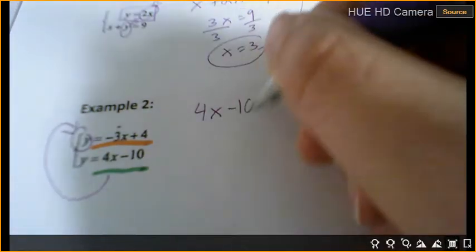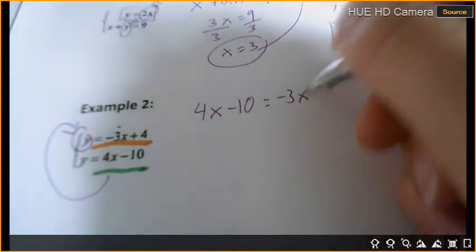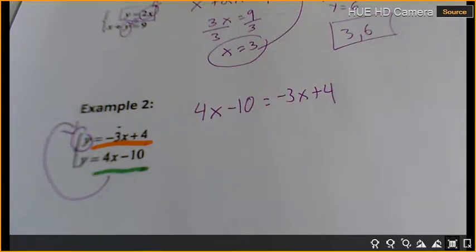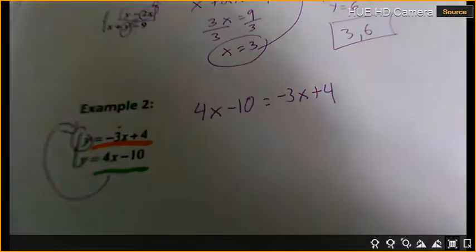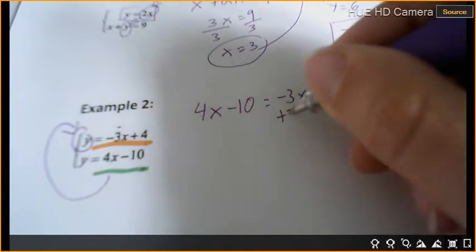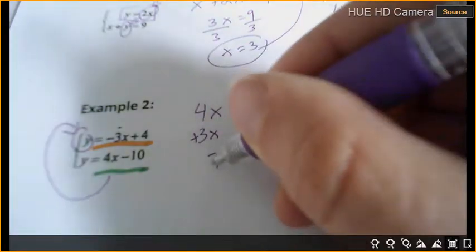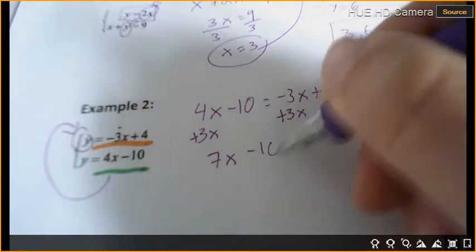4x minus 10 equals negative 3x plus 4. Or if you guys are sick of teacher references, it's like when you're playing soccer or football. Somebody gets hurt, they come out, put somebody in, but they're playing the same position. Okay? Subbing it. I'm going to add 3x to both sides. I get 7x minus 10 equals 4.